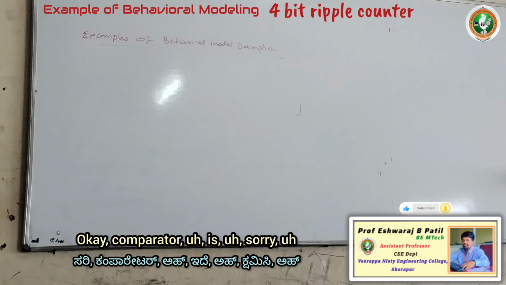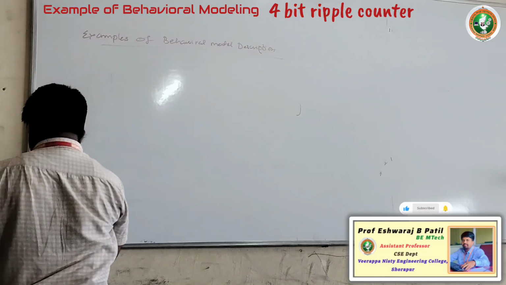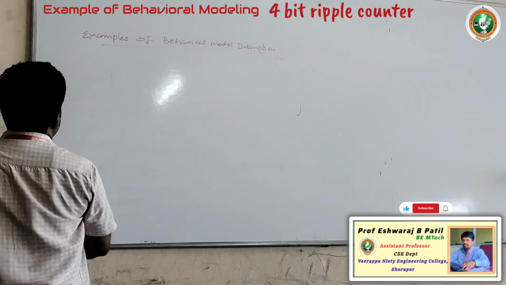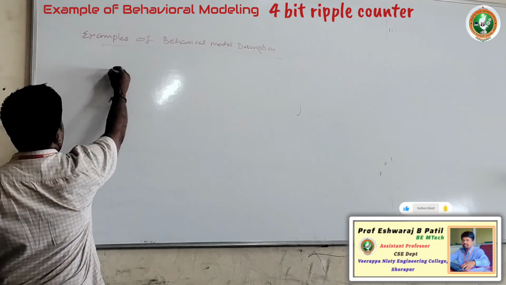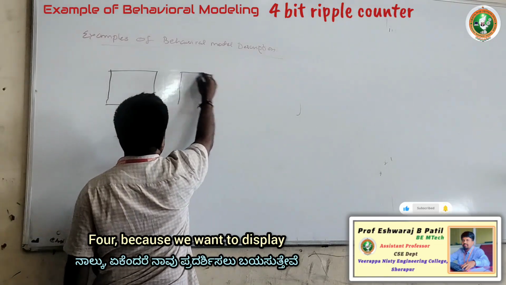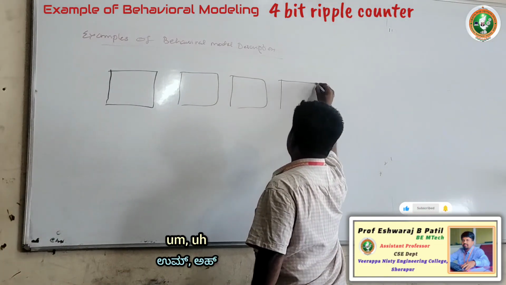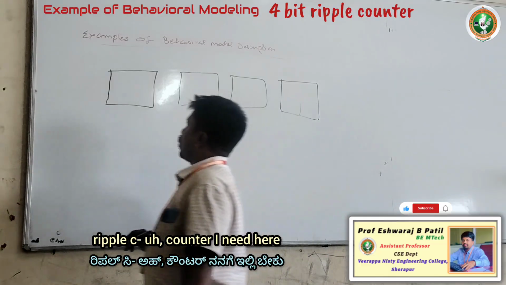Okay, the counter is there. For the counter purpose, what do I need? T flip flops. How many T flip flops do I need here? Four, because we want to display a 4 bit ripple counter here.